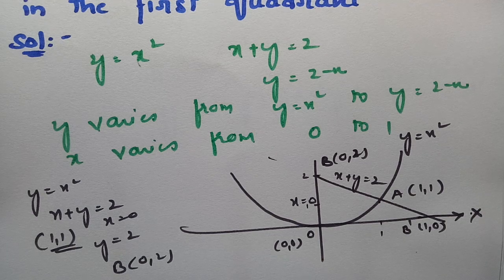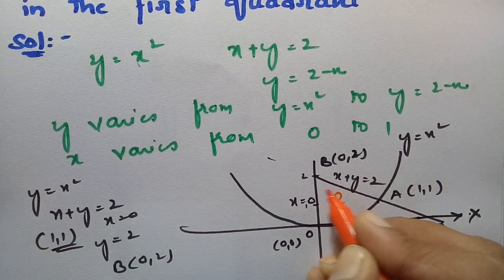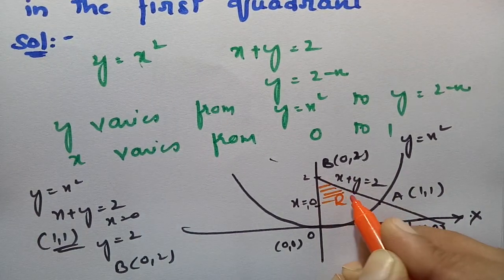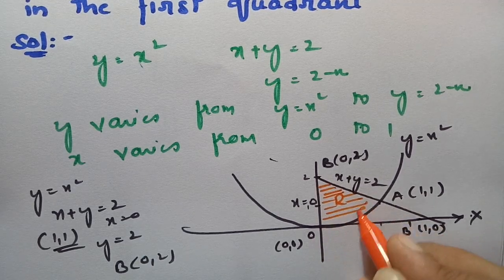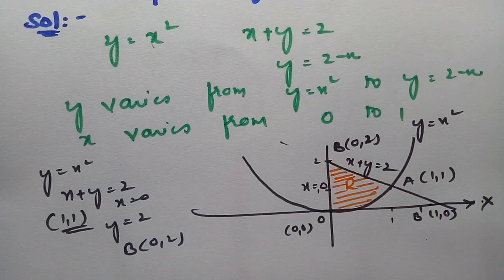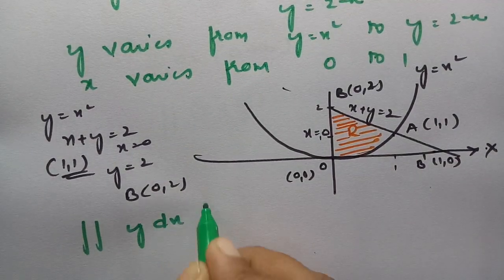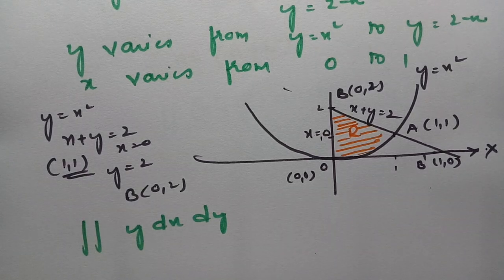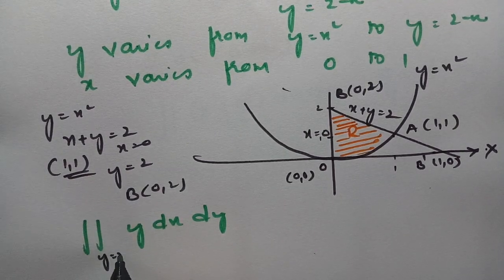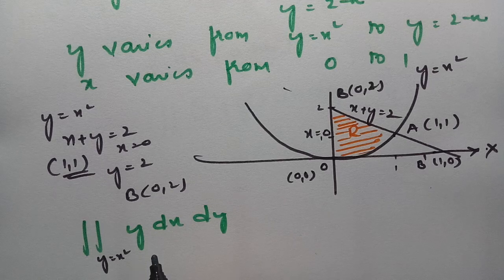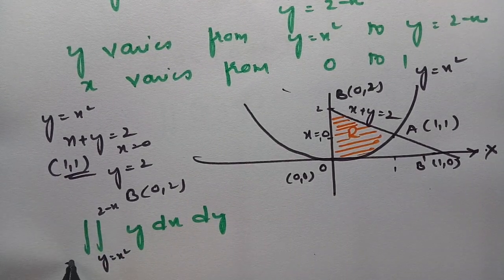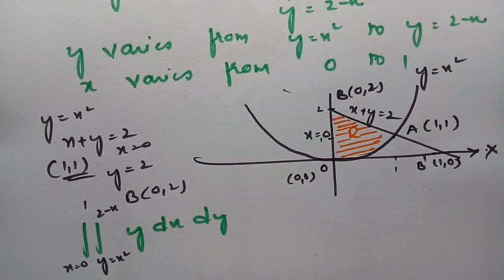And what is our region? So the region is R. This is the region which we are going to calculate in. So this is the figure and this is the diagram. So we have to make a double integral of y dx dy. So what are the limits here? y varies from x square to 2 minus x, and x varies from 0 to 1.